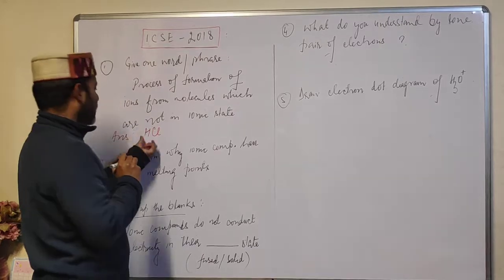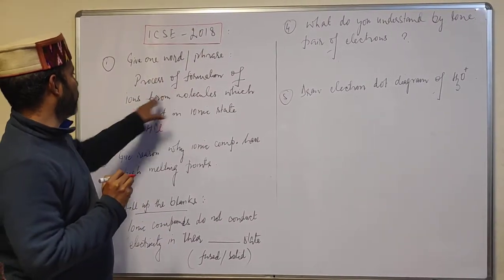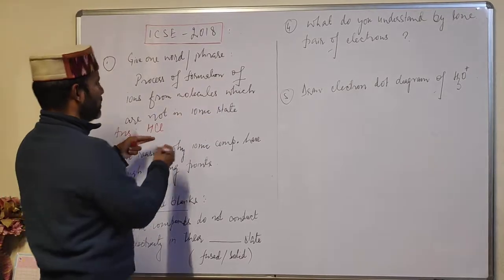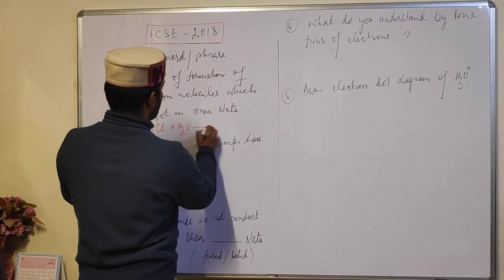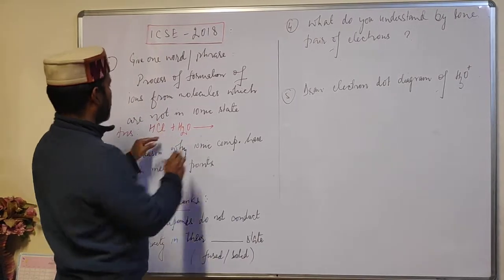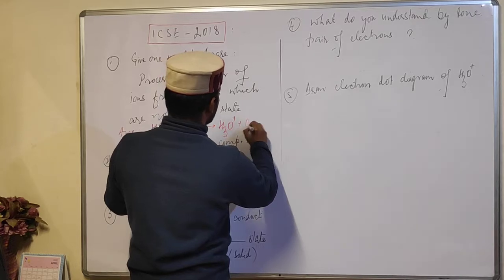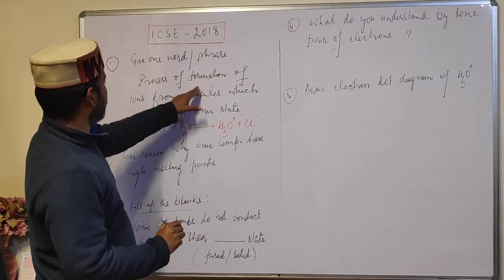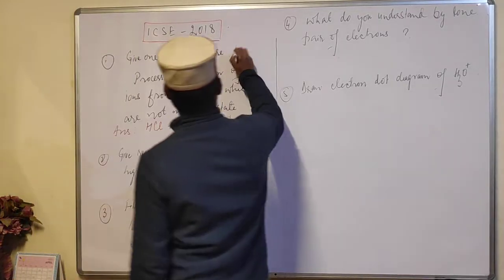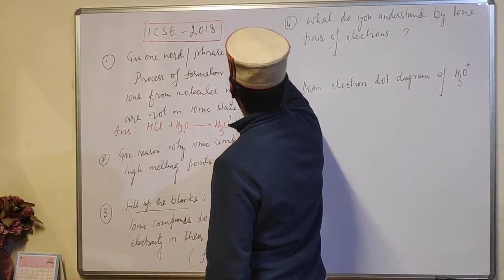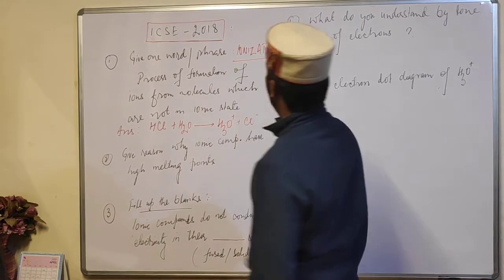and we are assuming that it is polar covalent compound because it undergoes formation of ions. So it is HCl, say, in water undergoes ionization. So the answer for this is the process of formation of ions from molecules which are not in ionic state is ionization. So answer is ionization. So the one word for this process is ionization.